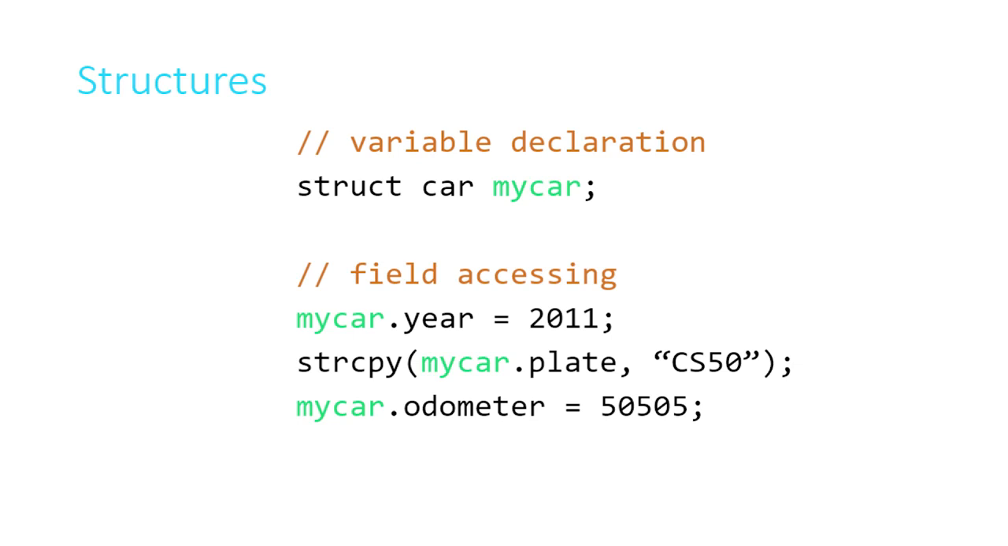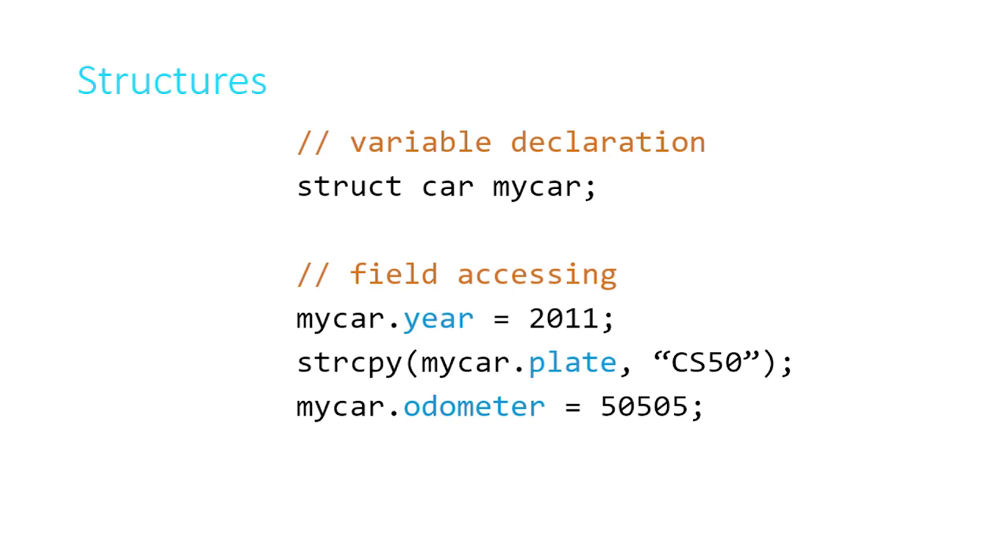So I could say, for example, mycar.year equals 2011. I can't just say year equals 2011. Year is something that is part of my car, so I have to always refer to it in the context of my car. I can say strcpy mycar.plate, CS50. Remember, it's a string. I can't just assign it. I have to copy that string into the variable.